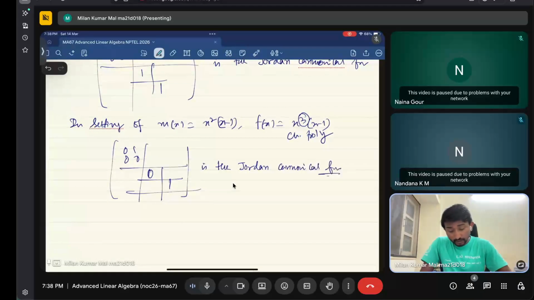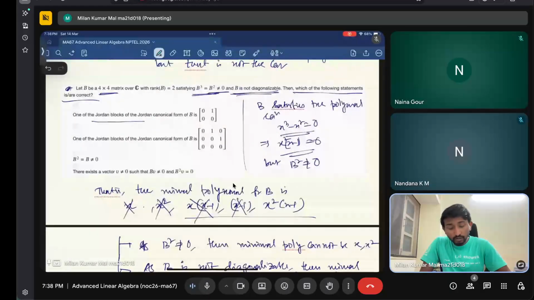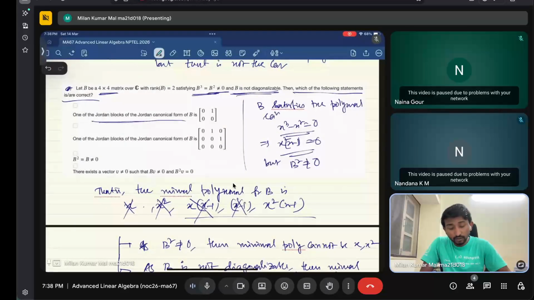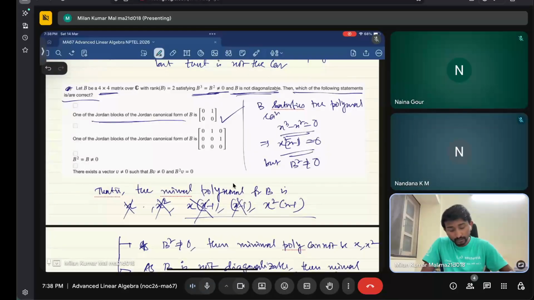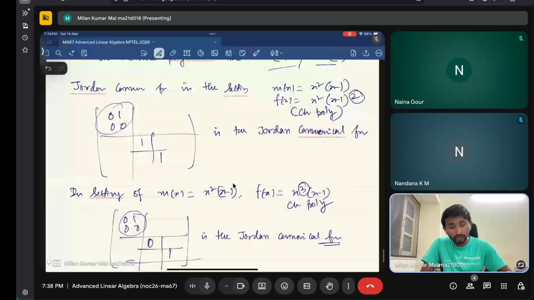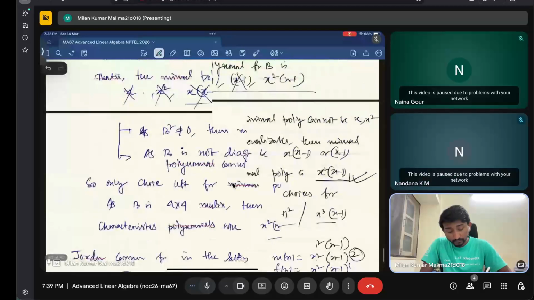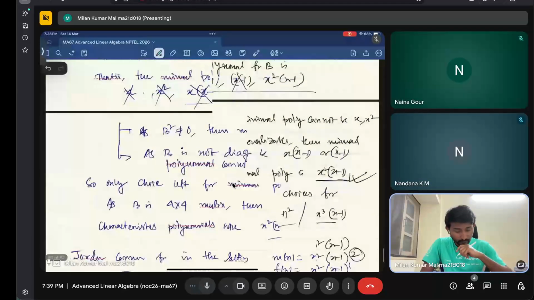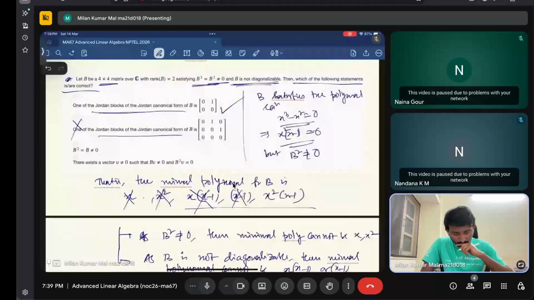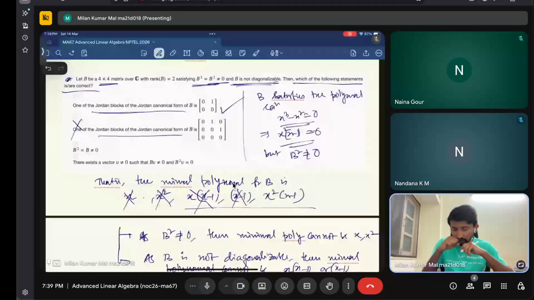So let me go back to the options. One of the Jordan blocks of the Jordan canonical form of B is the 2 by 2 block with 0 and 1. That has to appear, and that's clear, because it appears in each of the cases. The second option says that one of the Jordan blocks of the Jordan canonical form is this. That can't happen, because we have checked all the options. And I don't understand what this third option says. The third option is automatically correct, but this is what it is giving.